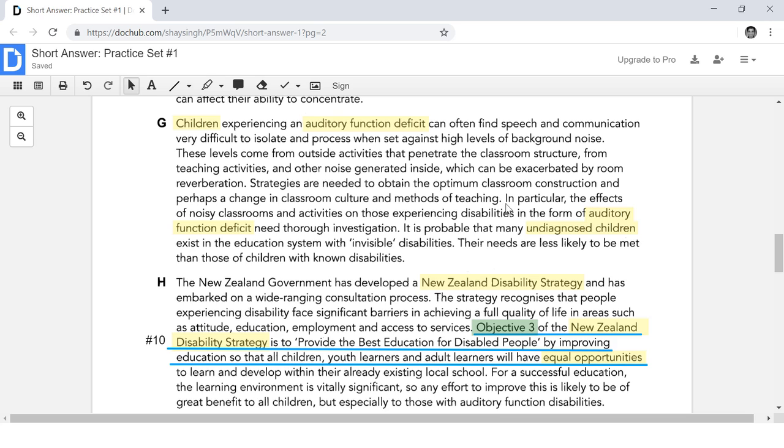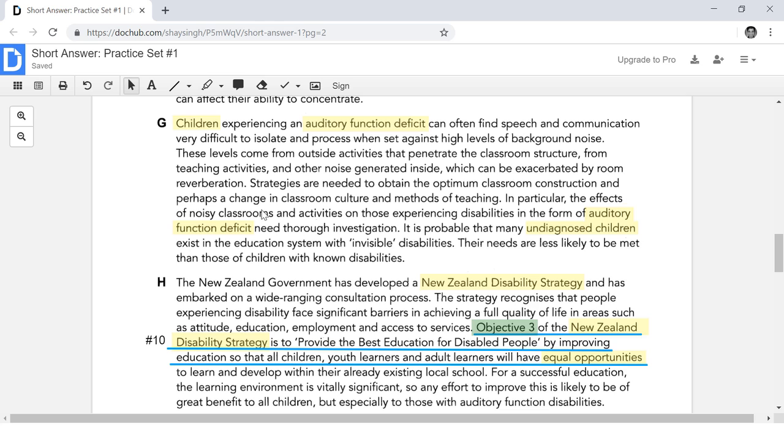So I want to start by reading this sentence first, since this is where we have our keyword, auditory function deficit. We could also start up here, but I don't think that we're going to find our answer up here, because up here we don't have this keyword, undiagnosed children. So that is a keyword that indicates that the answer is going to be somewhere around here. So that's why I've chosen to start reading from down here.